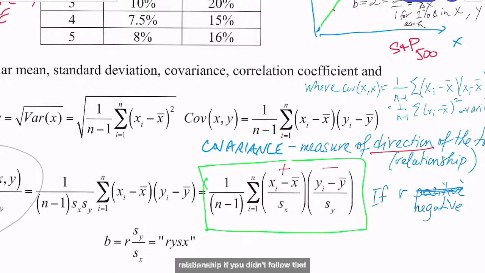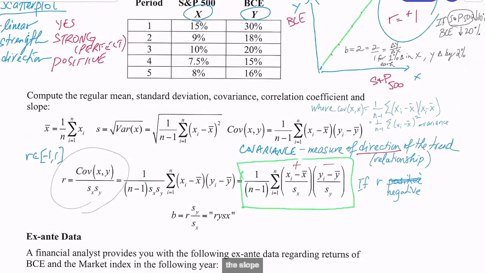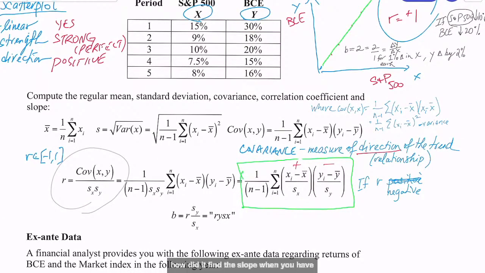If you didn't follow that, please review the video. But basically, these are all the same formula, and they're used for different illustrative purposes. Now, finally, the slope. Now, the calculator gave you the slope. How did it find the slope?